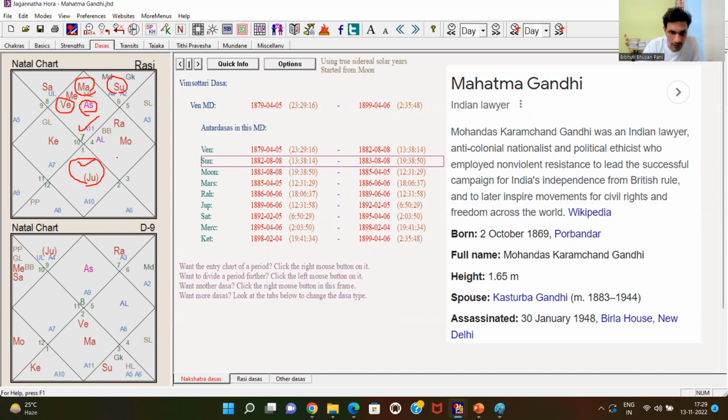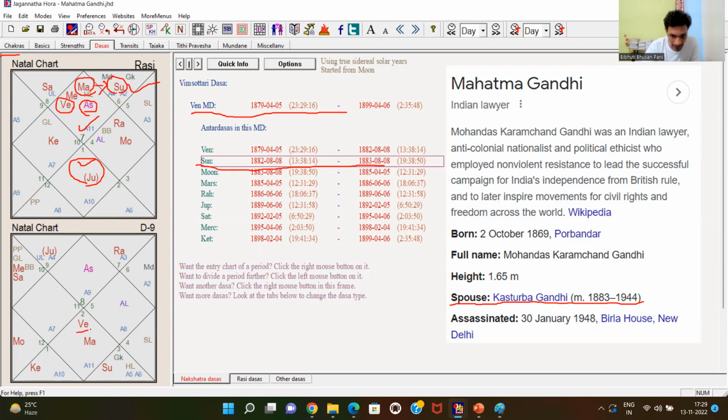Sun is placed in the 12th house. And when we look at when Mahatma Gandhi got married, it was 1883. During that time, the Dasha of Venus is running and the Antardasha of Sun is running. So the first thing is that Venus, being the Lagna lord, is conjoining with Mars, and it may be the period, and Sun is placed in the 12th house. So the Sun will give you the marriage, but we need to confirm that in the D9.